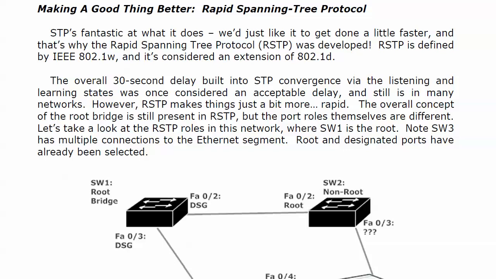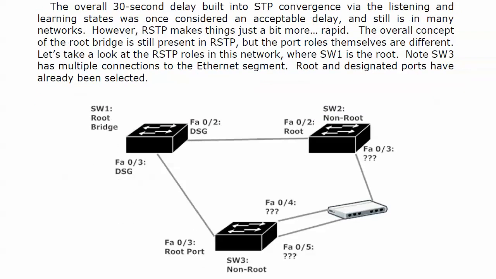But RSTP makes things a bit more rapid, and as we'll see in an example later, convergence is a little bit more orderly. The overall concept of the root bridge, as with some other concepts, is still present in RSTP, but the port roles are a little bit different. So we're going to look at the roles in this walkthrough where switch 1 is the root. And notice that switch 3 has multiple connections to the Ethernet segment. I grant you this is not a terribly real-world scenario you're going to bump into a lot, but this does allow me to illustrate the different RSTP port types.